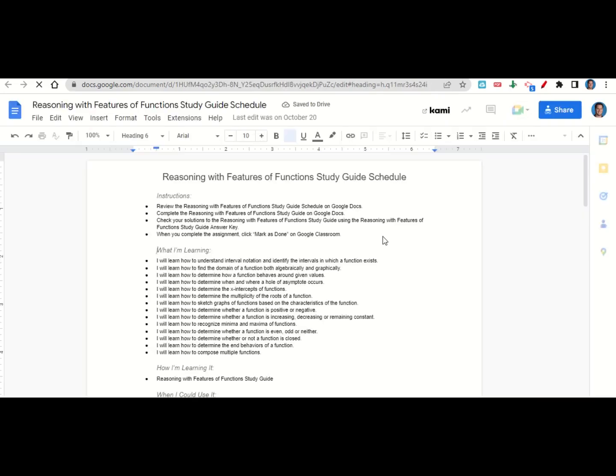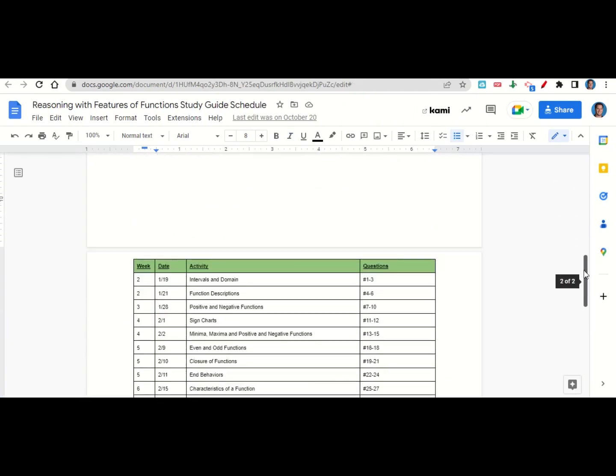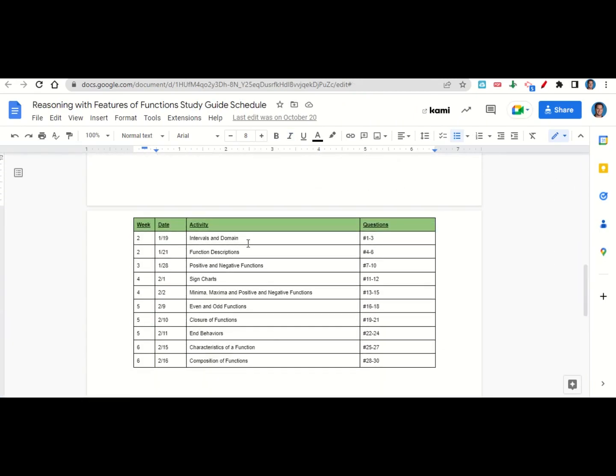Now, to make sure that we stay on track, there's a schedule here for this. So if you scroll down on the schedule, we can see that by the 19th, we should be able to complete questions 1 through 3 on intervals and domain. And then by the 21st, we should be able to complete questions 4 through 6 on function descriptions. By the 28th, we should be able to complete questions 7 through 10 on positive and negative functions.